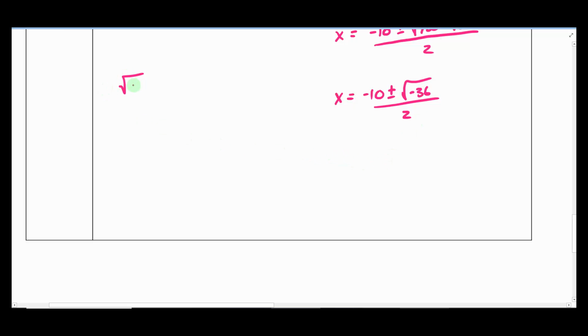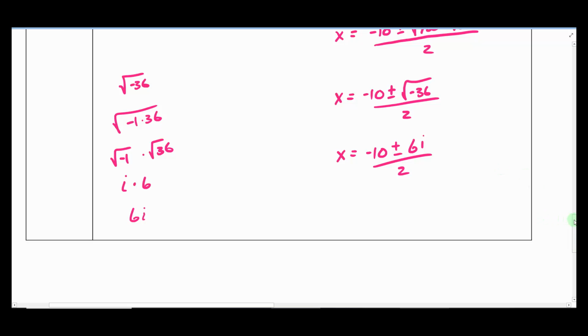So if I take the square root of negative 36, we can rewrite that as negative 1 times 36 and then split that root up like this. So the square root of negative 1, we learned about that, the definition of i. And then the square root of 36 is 6, so we get i times 6, which is 6i. So I'd come over here and replace that entire thing with 6i. So we got x equals negative 10 plus or minus 6i all over 2. And we're almost there.